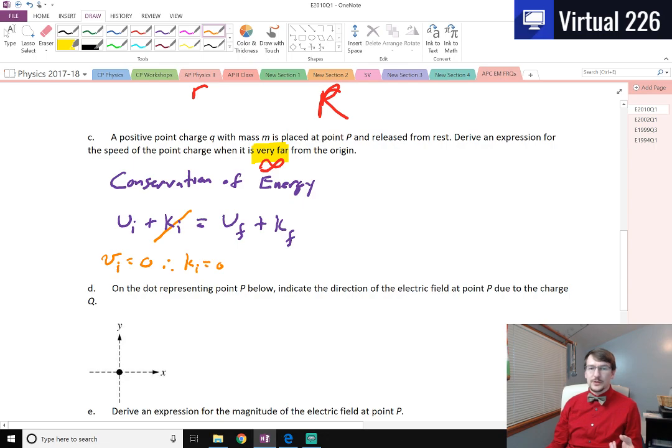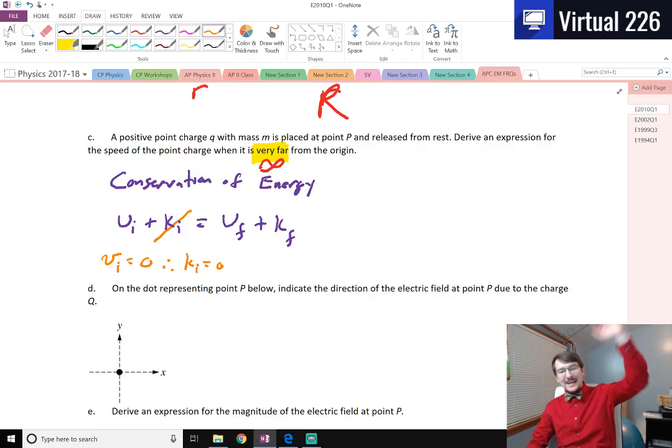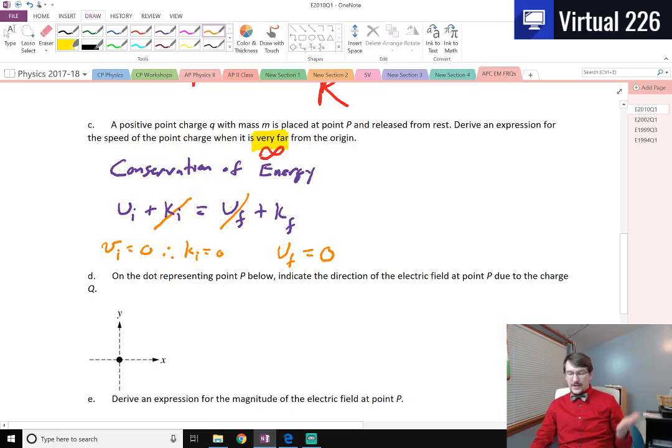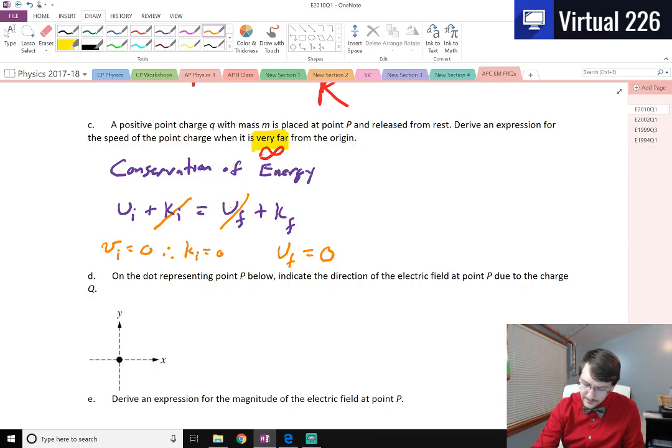The other thing that's really nice is we know by the way we've defined our potentials is if you are at an infinite distance away, your potential energy is 0. So what we can say here is that the final potential at infinity is going to be 0. So that goes away. So all we need to know is that the initial potential we have is equal to the final kinetic.